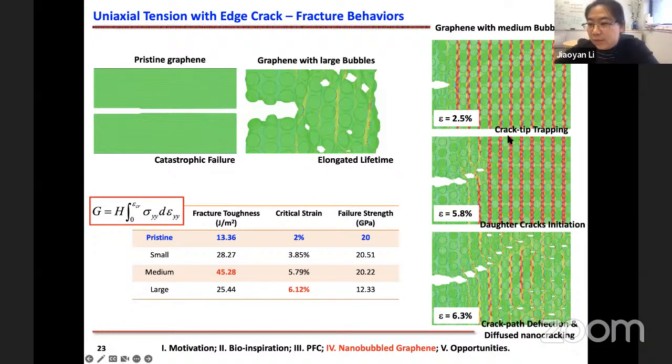And on the right, this picture shows 3 snapshots. At the initial stage, again, we see the crack tip trapping, and as we further increase the loading, we see the daughter crack generation and initiation. Then, when approaching the final stage, we see obvious crack path deflection and the appearance of nano cracking across the whole specimen. So all of these mechanisms can serve as energy dissipation mechanisms for the 2D material.